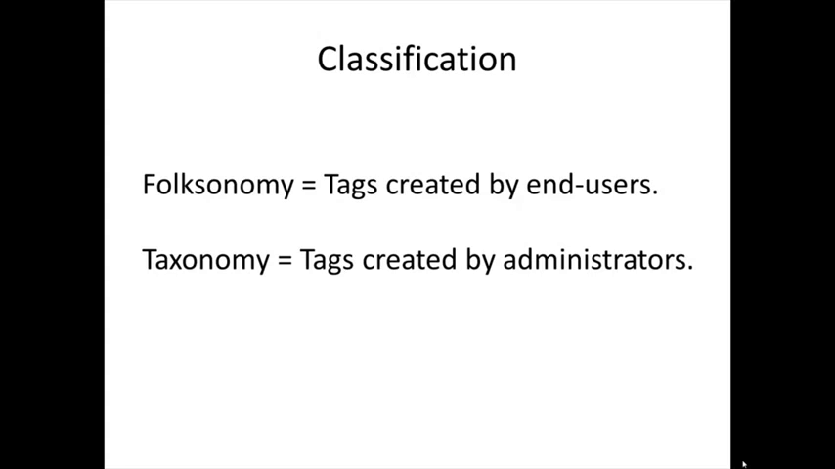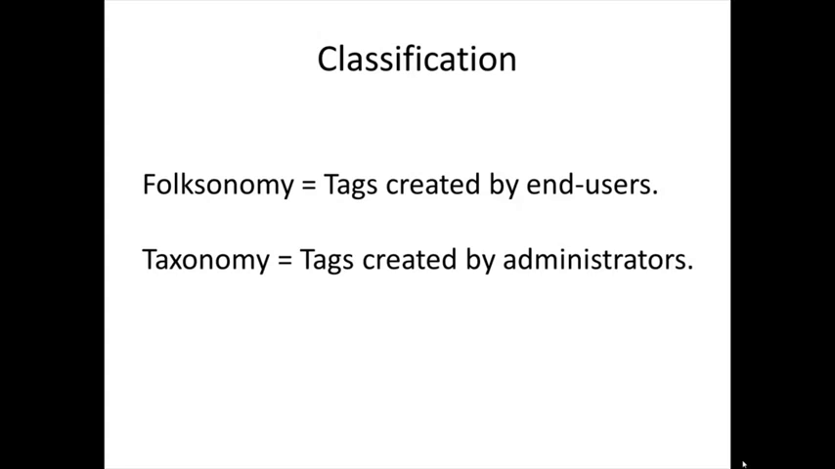Now, folksonomy, it's just tags created by end users. Anybody can go there, create a tag, and apply it to a piece of content. Now, taxonomy, on the other hand, it's still a tag, but it's created by somebody with appropriate permissions. Now, this slide says by administrators, but in reality, anybody with appropriate permissions to create your organization's proper taxonomy will be able to create tags that anyone within the organization will be able to apply to your content.